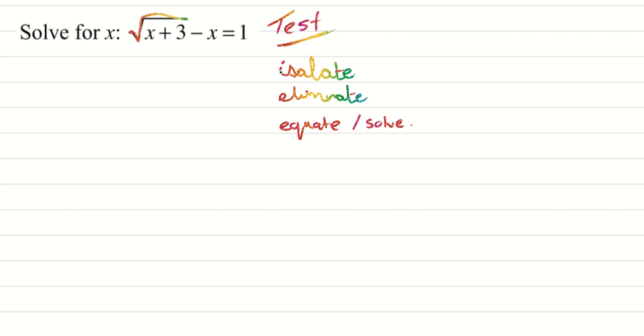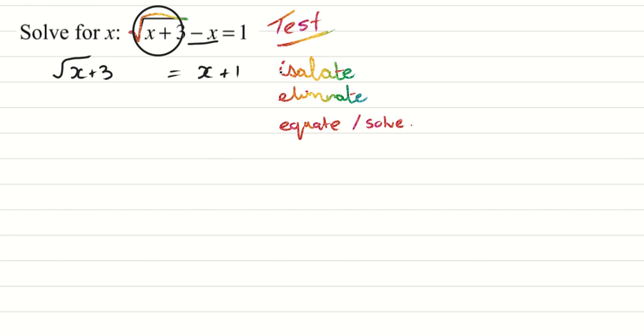If we have root x plus 3 minus x is equal to 1, we need to isolate the surd, alright, meaning that that x here needs to go. So we're left with root x plus 3 is equal to 1 plus x. Now I always like my variables to be in front. It just makes more sense to me. So we go x plus 1 instead of 1 plus x.